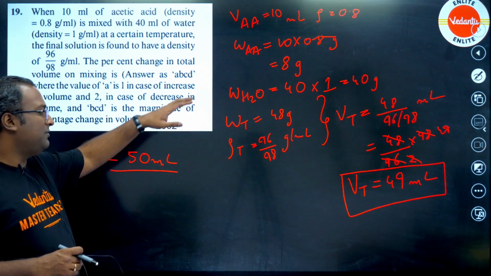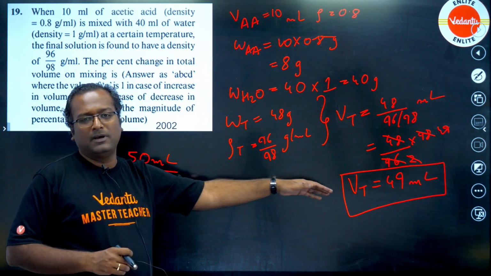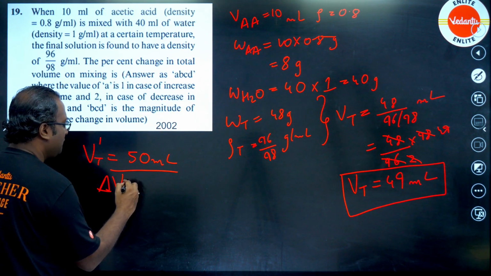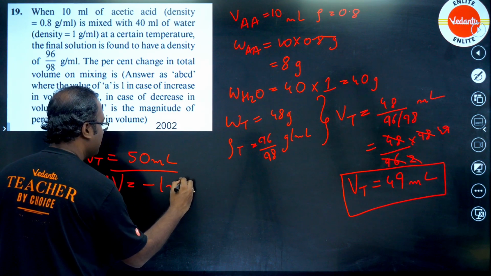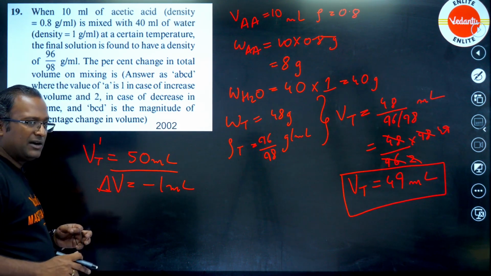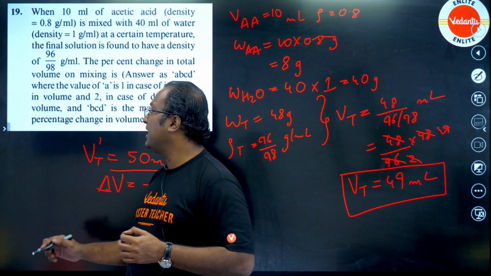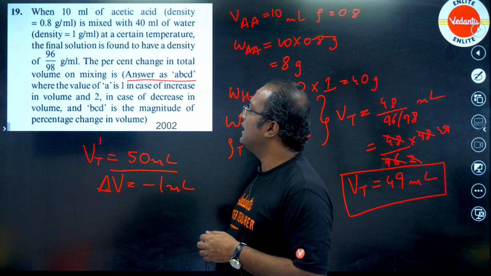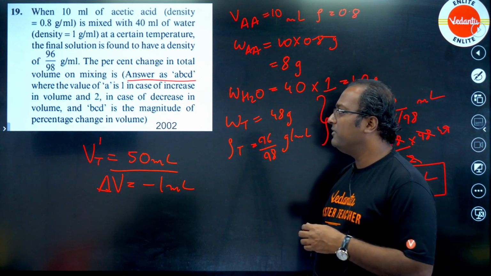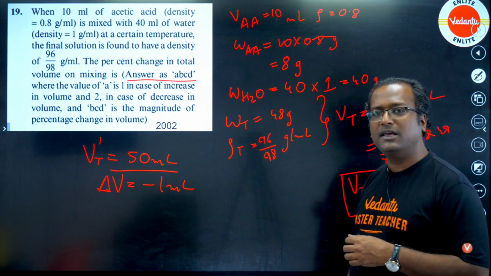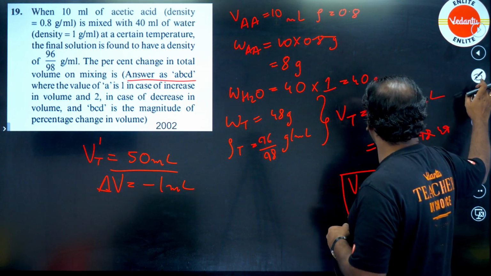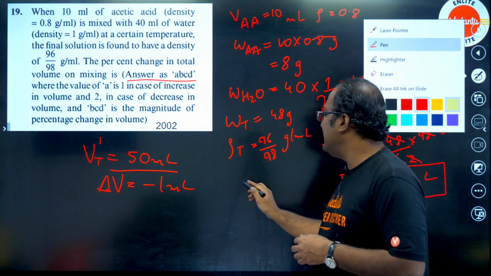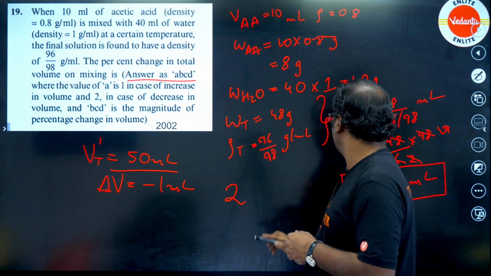So what did we do here? We found the final volume. Expected was 50. That means there is a volume contraction of 1 ml. Now, I chose this question to discuss today, guys, because of the way in which he is asking you to report the answer. We have to report the answer as A, B, C, D, where A is 1 if the volume has increased and it is 2 if the volume has decreased. We have seen here that the volume is decreasing, so the value of A is 2.